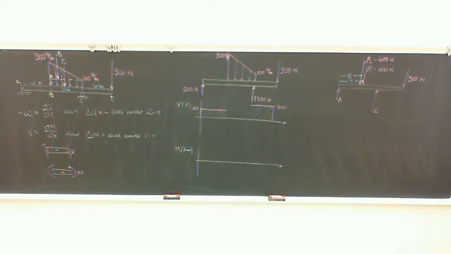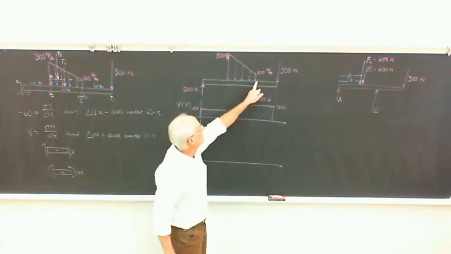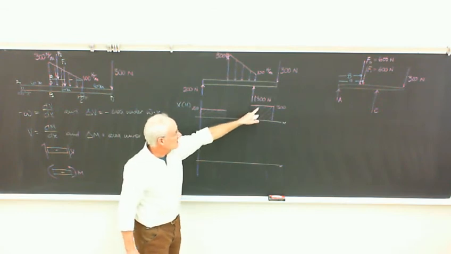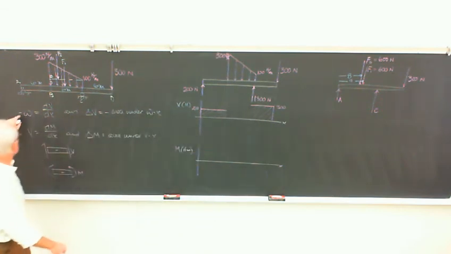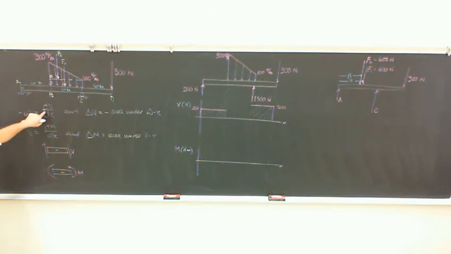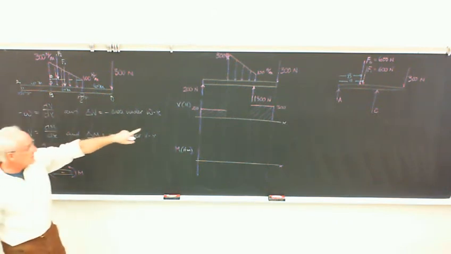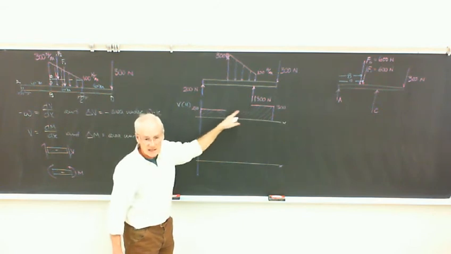Well, hang on, let's back up to here. When there's no distributed load, then the slope of the shear curve is zero. So distributed load is zero, slope of the shear curve is zero. That's what I've got for the two end sections.